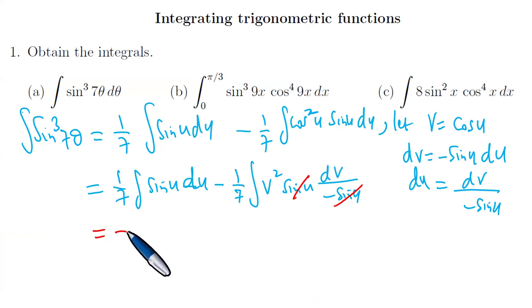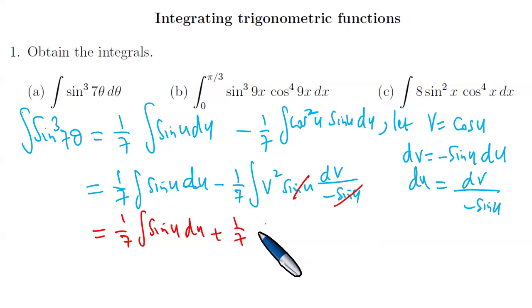Giving us negative, or let's keep 1/7 still, the integral of sine u du. Now, the negative and negative gives us plus 1/7 the integral of v squared dv. Let's find the integral now. We're ready to integrate this one. We can also integrate this one.